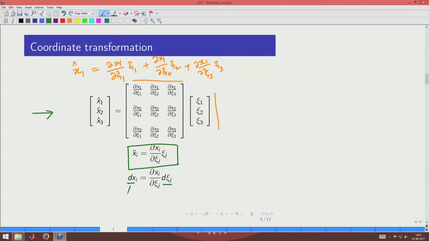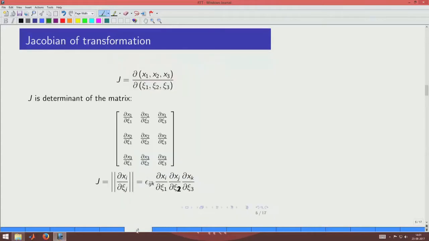So, the triple product of the 3 components of the vector dxi will give the volume in the spatial coordinate system, and similarly the triple product of the 3 elements of the vector d xi j will give the volume in the convected coordinate system, which is dv naught, which always remains the same. So, we see that there is something coming in between to relate these two, and that is where we introduce what is called the Jacobian of transformation. Jacobian of transformation is nothing but the determinant of the transformation matrix. Okay, that is about it, there is nothing more to it.